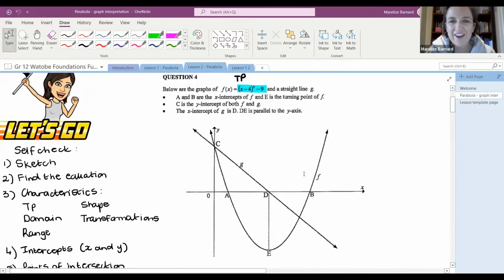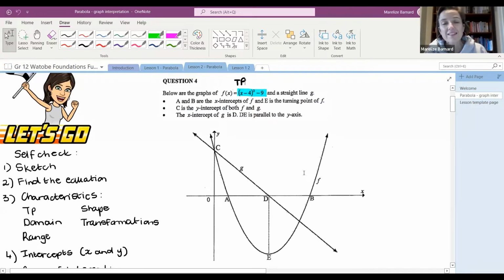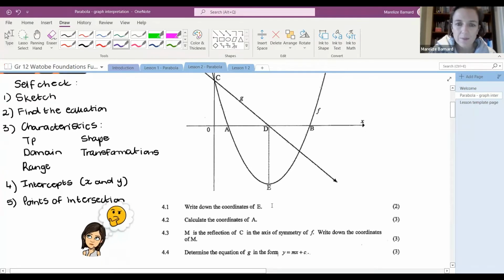Well done. Okay, right. So we can definitely read off the coordinates of the turning point from here and here. X coordinate of the turning point, Y coordinate of the turning point. So that is 4 and minus 9. Okay, well done. Calculate the coordinates of A.